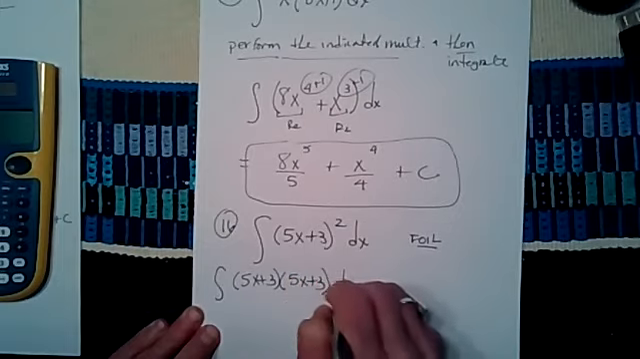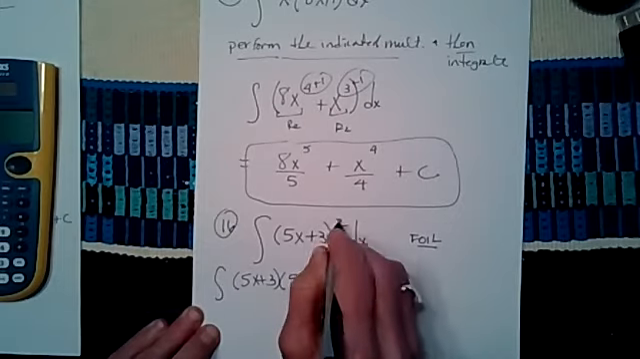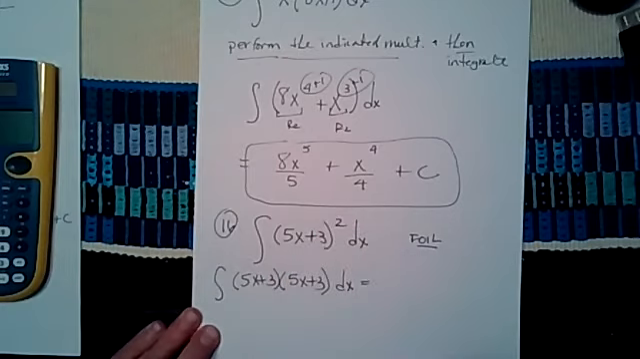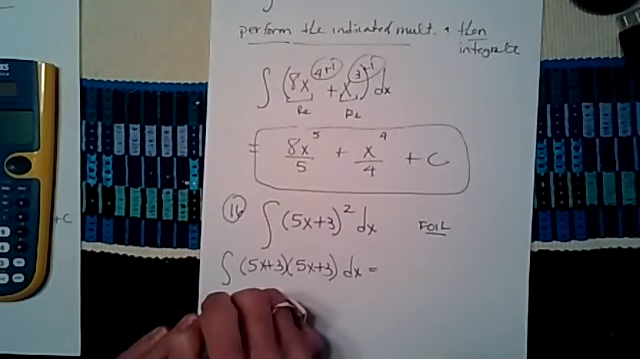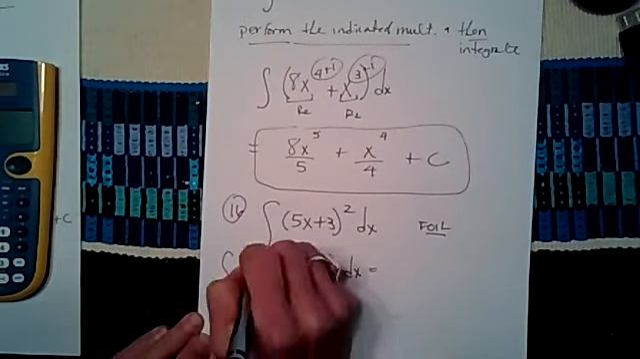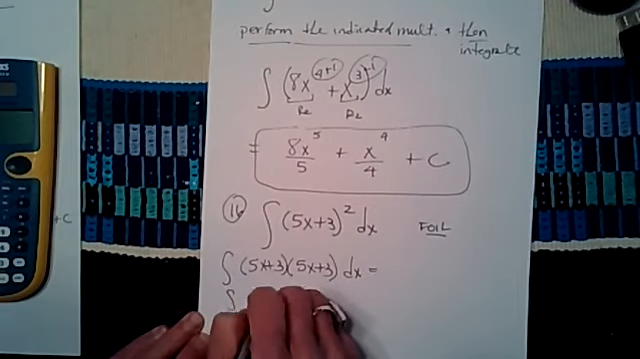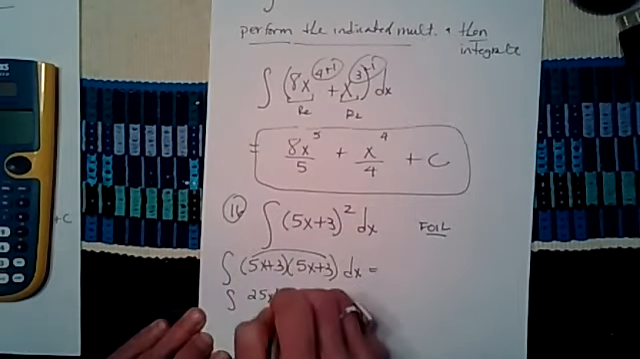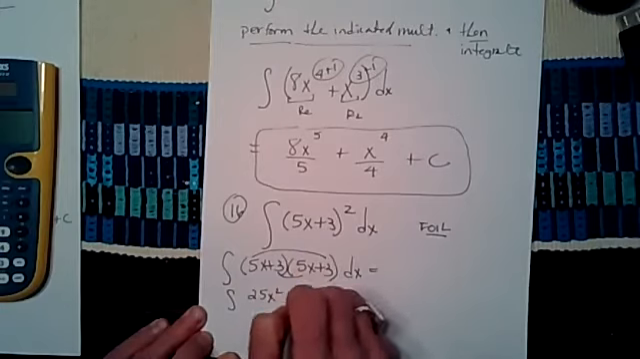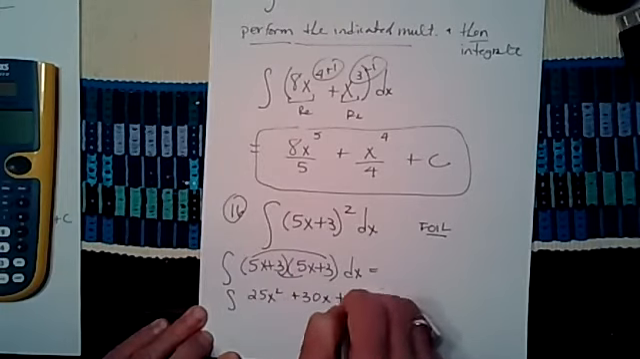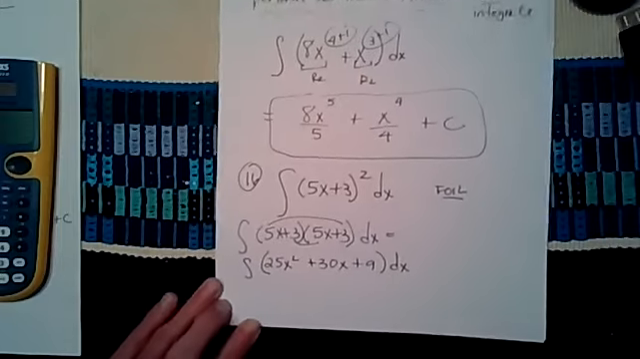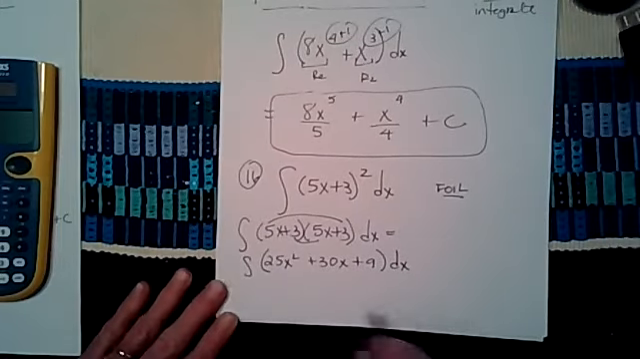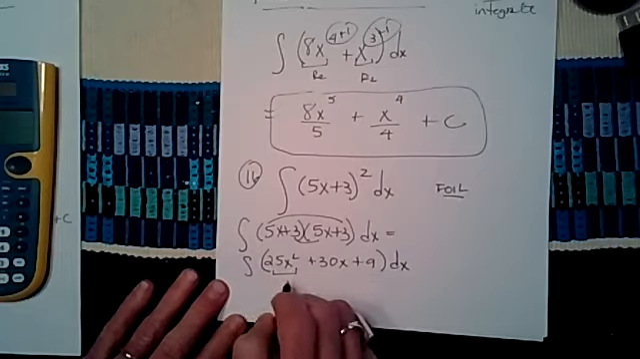Be very careful not to try to distribute the x because that won't work, right? You got to write it down twice and then FOIL it out. And then that gives me the integral of 25x squared plus 15x plus 15x plus 9, okay? And now I just have a polynomial. And so I'm going to apply rule 2.